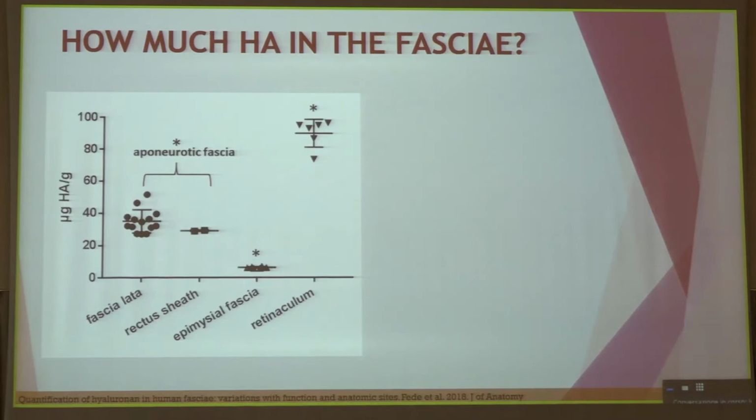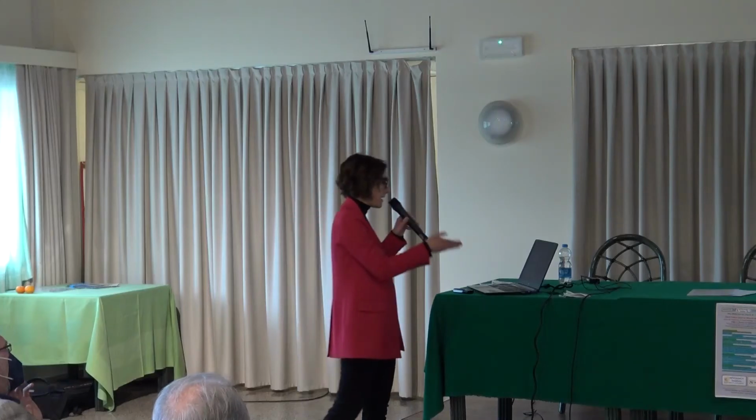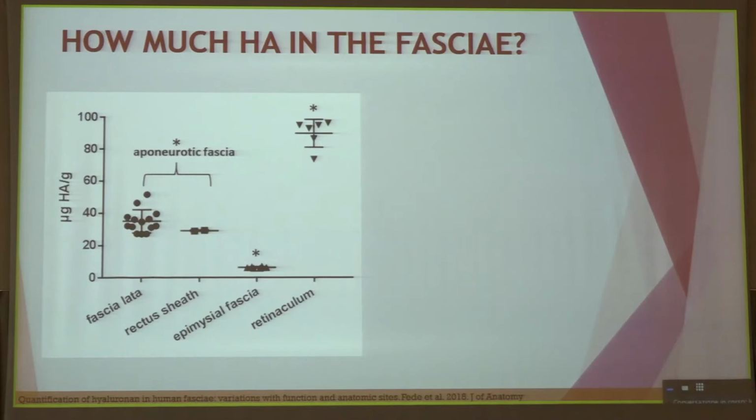In fact, when we move on to the epimysial fascia, that is a different kind of fascia, closer to the muscles, it permits the coordination of the different motor units. This fascia has less hyaluronan, only 6 micrograms per gram of tissue, because that fascia has less gliding properties. And when we move on to the joints, on the retinacula, we found much more hyaluronan, up to 90 micrograms per gram of tissue. In fact, there is much more range of motion.